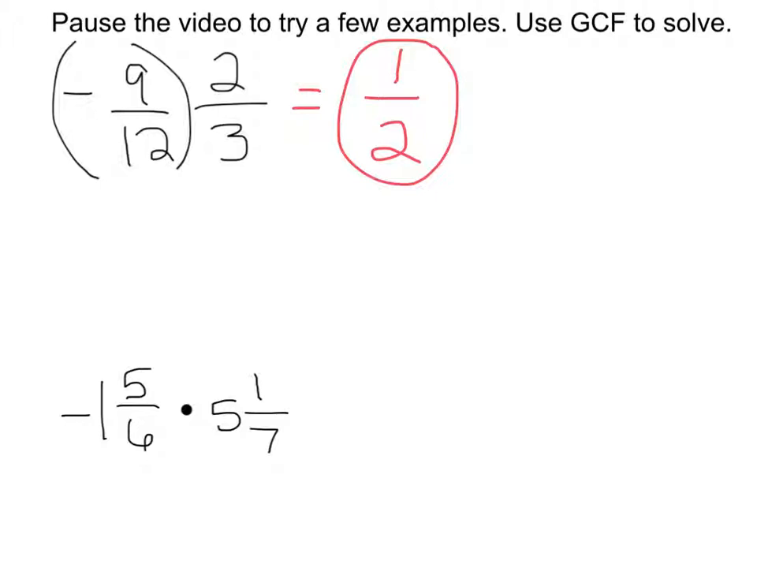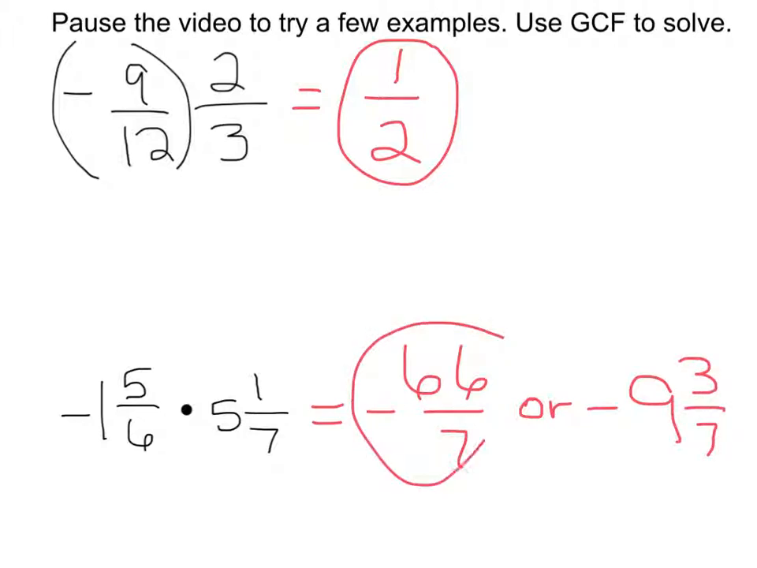The next example, -1 and 5/6 times 5 and 1/7. You first want to turn these into improper fractions so that you are able to evaluate them, and then from there you can find your greatest common factor and solve. And when you finally solve these, you get -66 over 7, or -9 3/7, whichever way you decided to write your final answer.